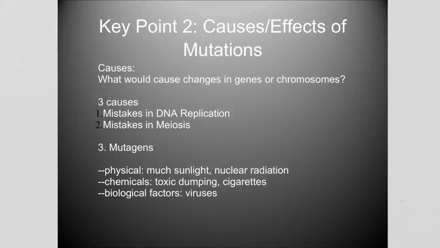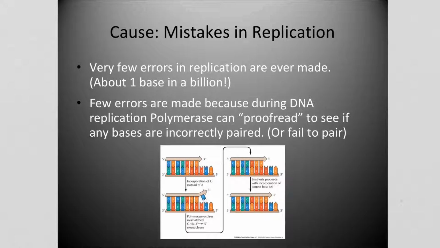So let's just quickly go over a couple other things. What causes these mutations? We already talked about a few of these causes. We have 3 causes. Number 1 is we can have mistakes in DNA replication when DNA copies itself. We could have mistakes in meiosis when we make our sperm and eggs. Or we could have different mutagens, chemicals, or different physical environmental things like radiation that causes our DNA to mutate. I'm going to talk about each one of these in a little bit of detail.